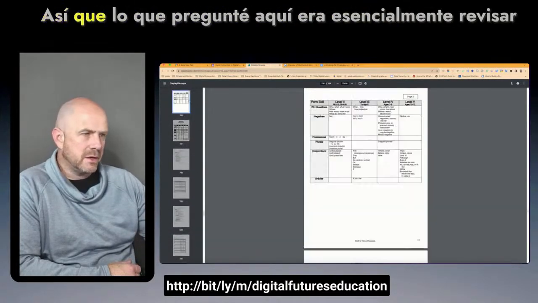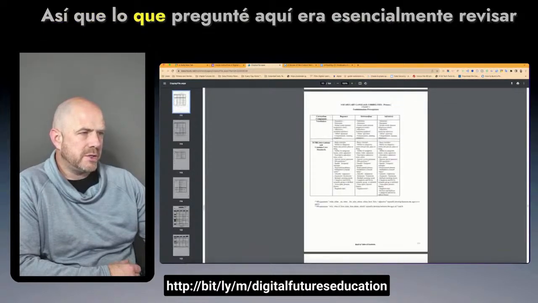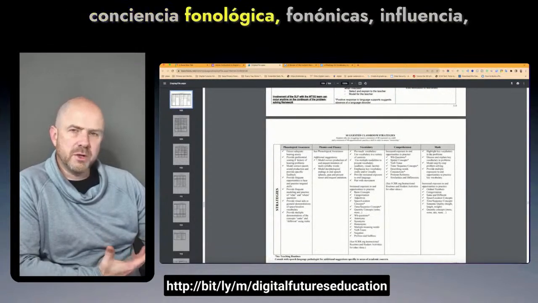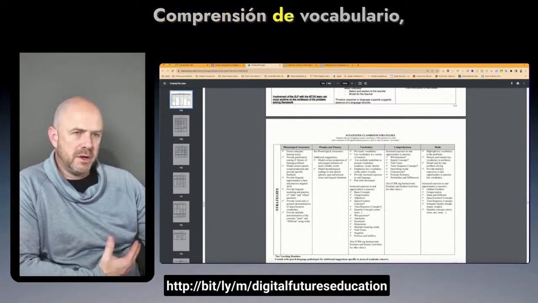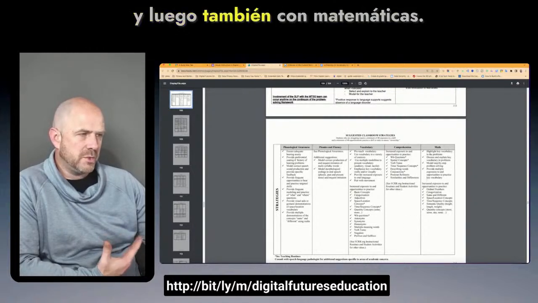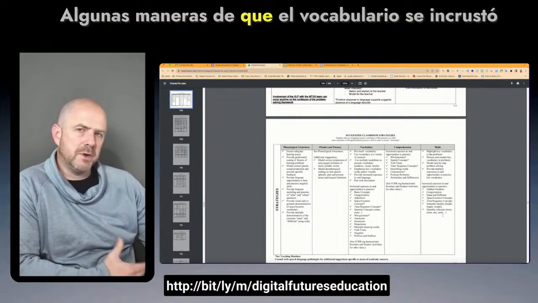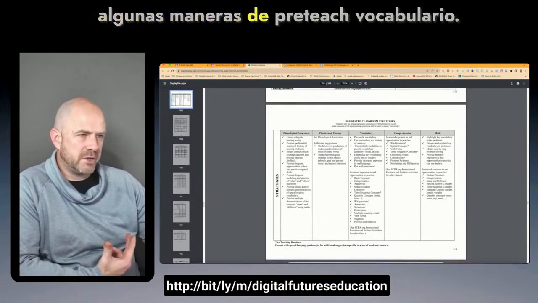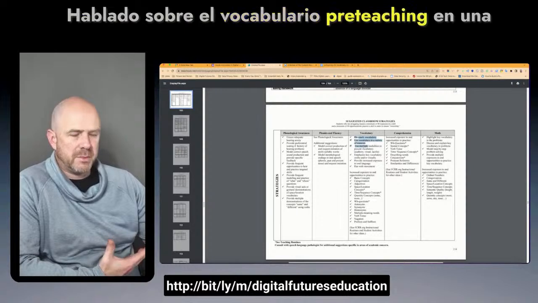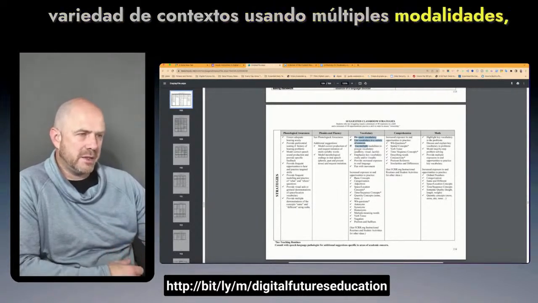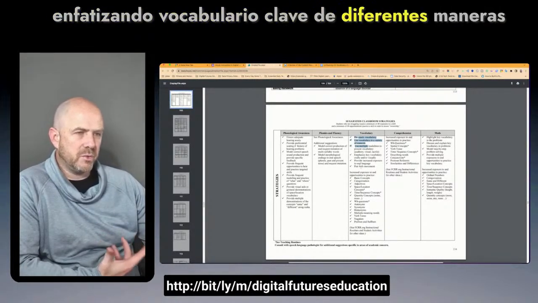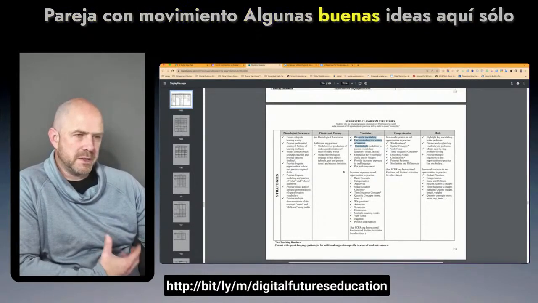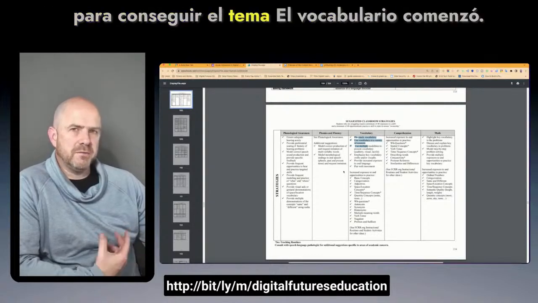What I asked here was essentially to review this page on suggested classroom strategies for phonological awareness, phonics and fluency, vocabulary, comprehension, and then also with math, some ways that vocabulary was embedded within instruction. This provided some ways to pre-teach vocabulary in a variety of contexts using multiple modalities, emphasizing key vocabulary in different ways, providing increased exposure to oral language, and pairing with movement. Some good ideas in here just to get the topic of vocabulary started.